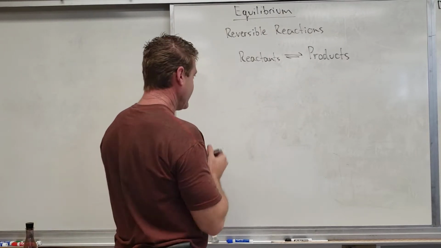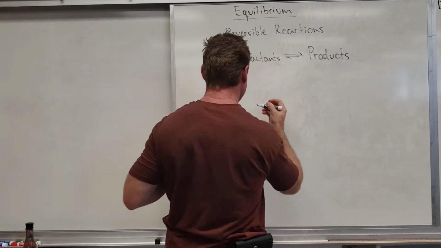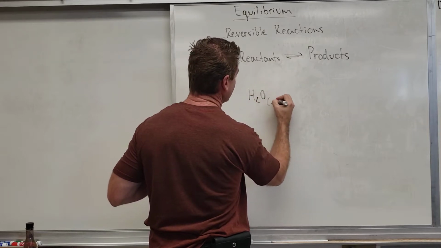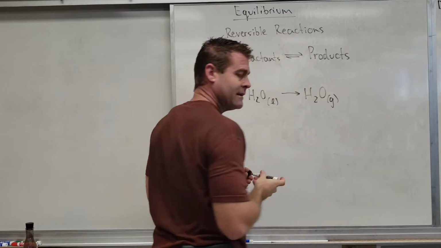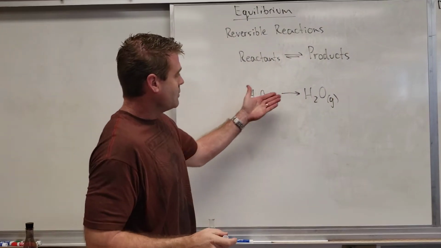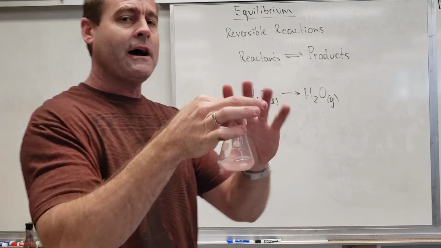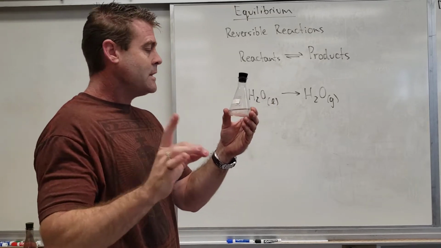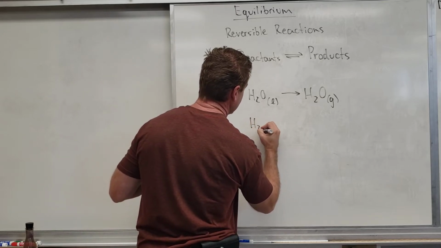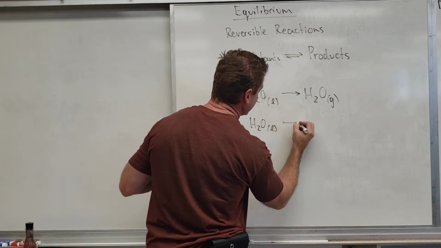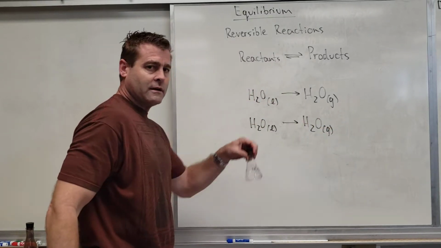If I were to write that, I would write H2O liquid going to H2O gas. Starting reactants are what we start with, products are what we end with. Now look at this. What if I put the stopper on? Now I have what's called a closed system, and that changes the process. Now not only do I have liquid going to gas, which is evaporation, but you know what else is happening.